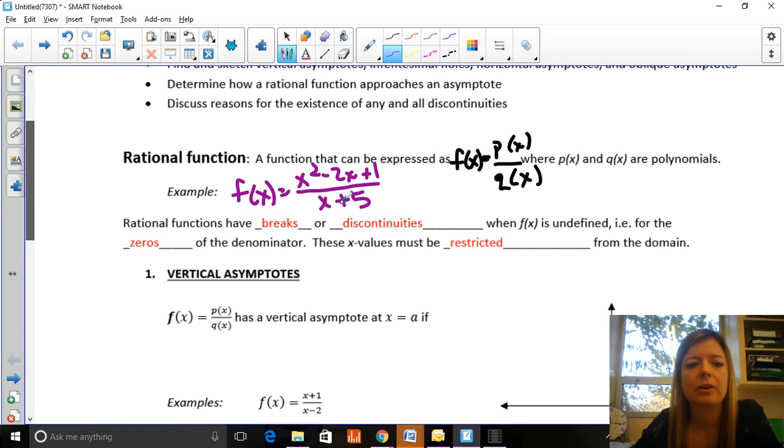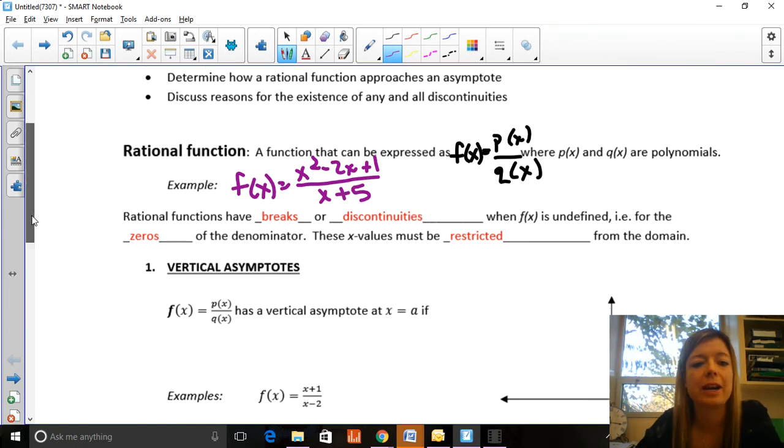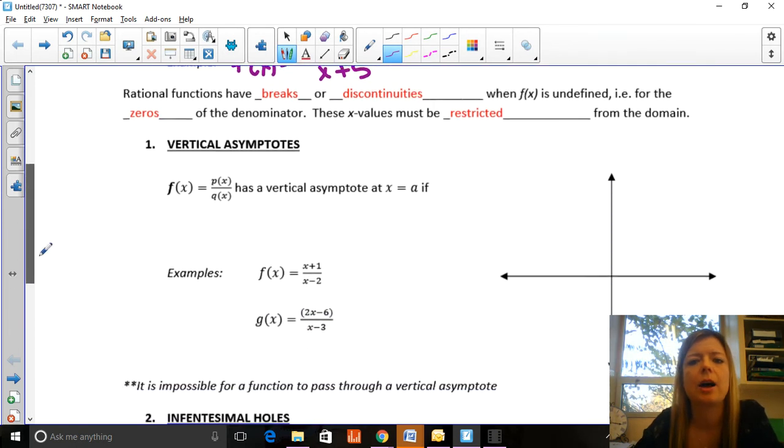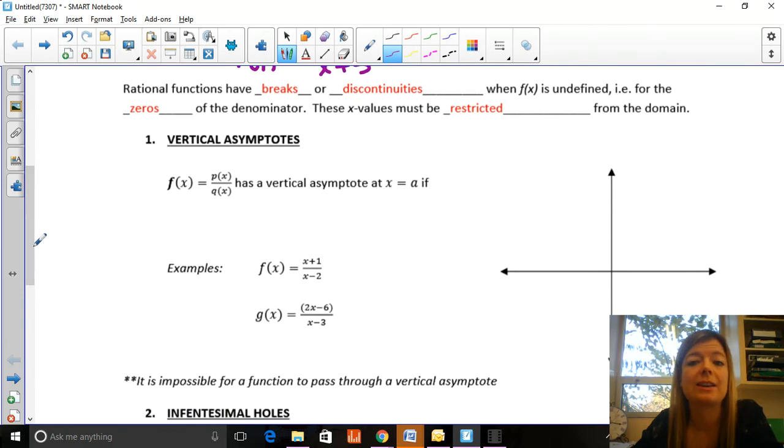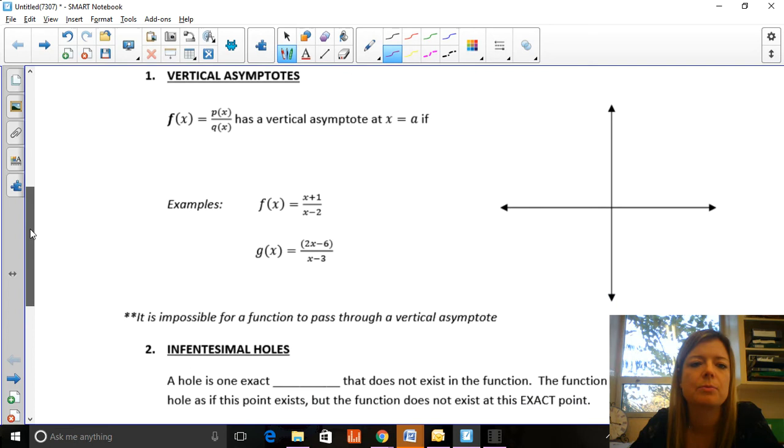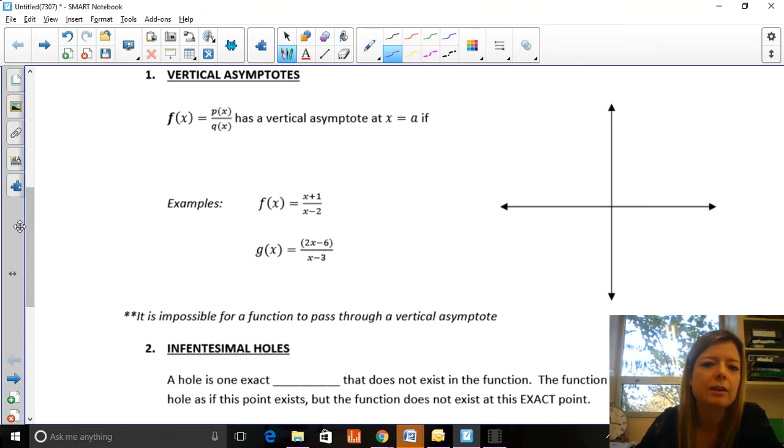Rational functions have breaks or discontinuities when f(x) is undefined, in other words, when there are zeros in the denominator. These are x values that have to be restricted from the domain. There are two types of discontinuities that arise from the zeros of the denominator: vertical asymptotes and infinitesimal holes. Vertical asymptotes we're already familiar with, but there's one little difference that we haven't talked about.